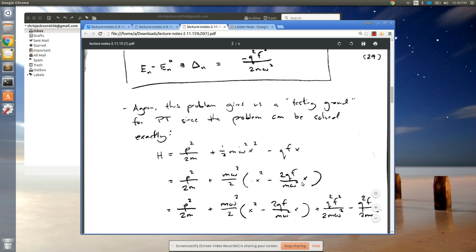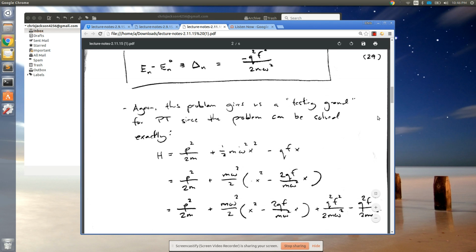And that leaves me with the coefficient of x being this thing, 2qf over m omega squared, right? And to complete the square, I need to take half of this thing and square it. But I can't forget about this prefactor out here, okay? That's a common mistake. All right, so I take half of it and square it, and I get this, but I need to add and subtract it.